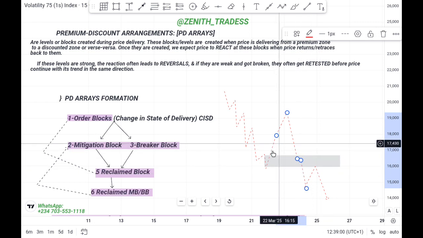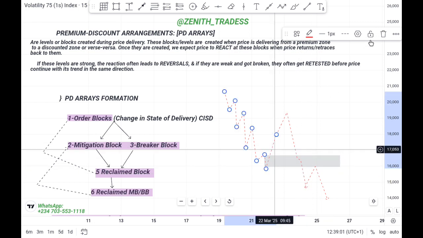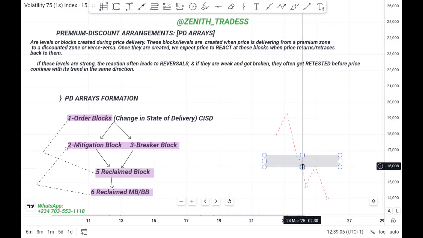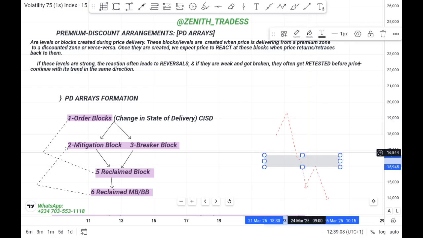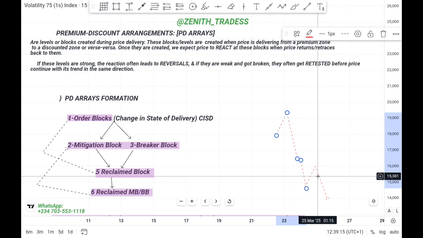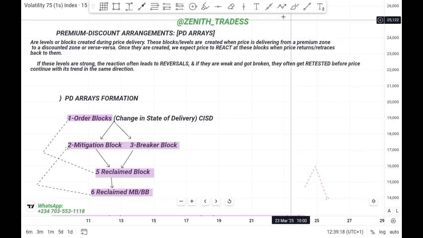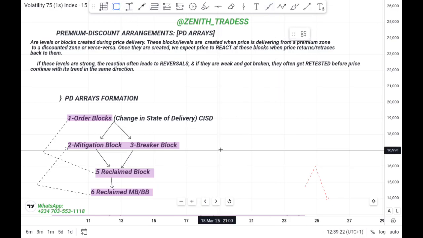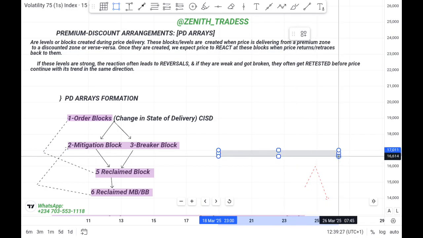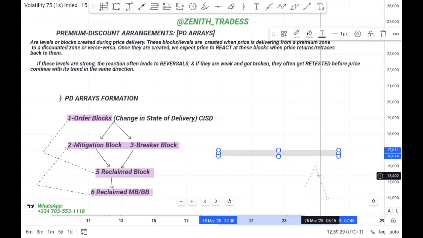Or a breaker block. So what's the difference between a mitigation block and a breaker block now? All right, let me delete this so that it will tell us the major difference. When an order block failed and gave us a retest and price retested the block before moving, we said that is a mitigation block. There's a scenario we can call a mitigation block, and there's another scenario in which it will be a breaker block. So what's the difference between a mitigation and a breaker?